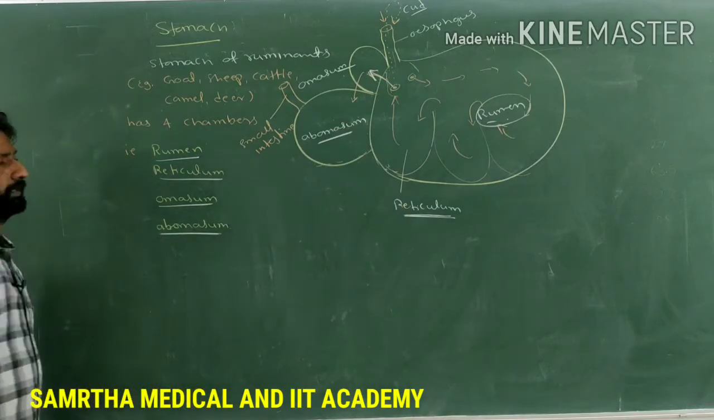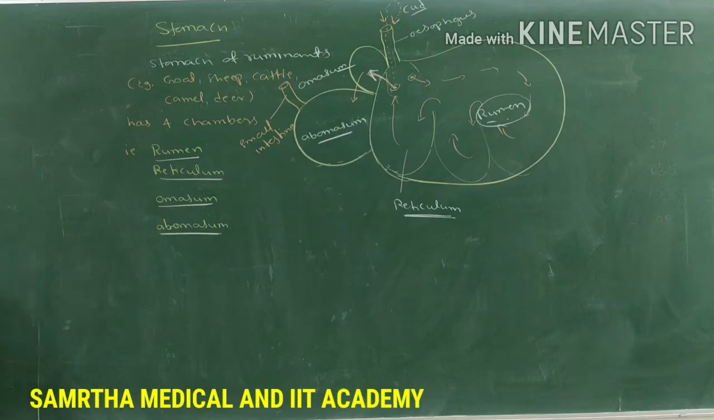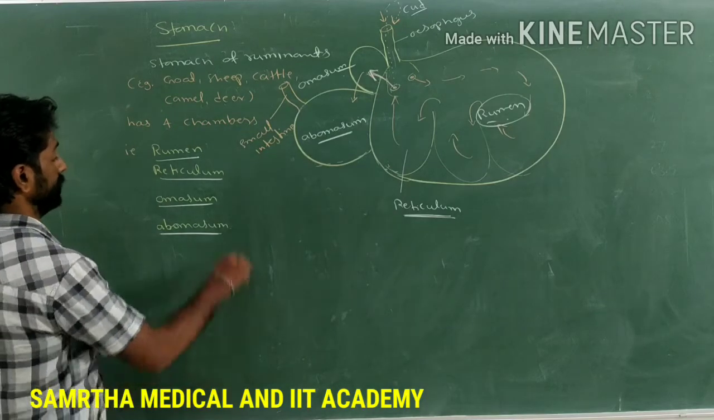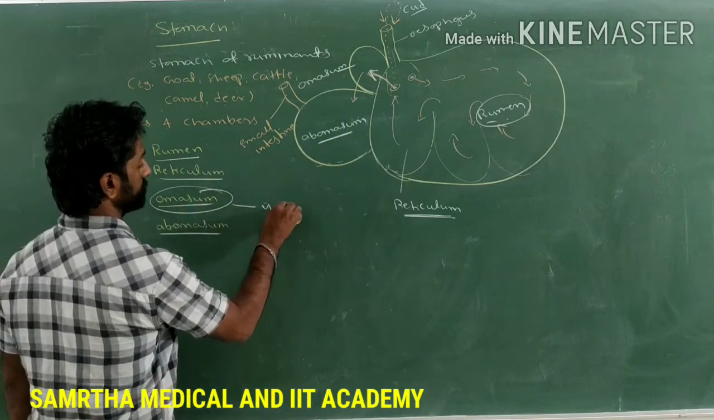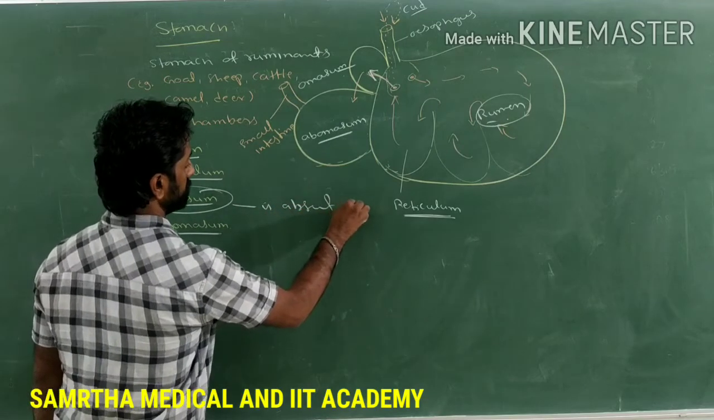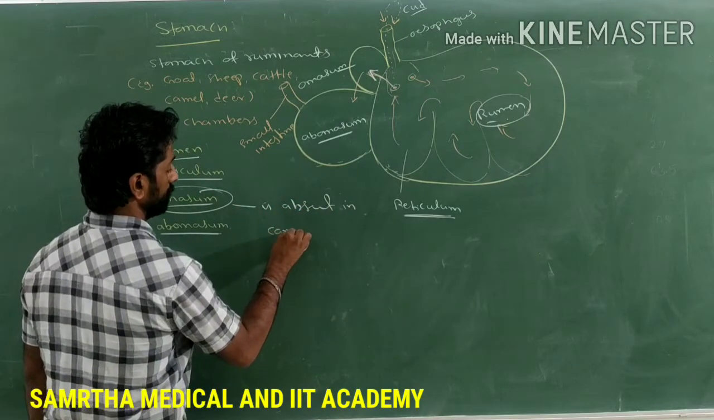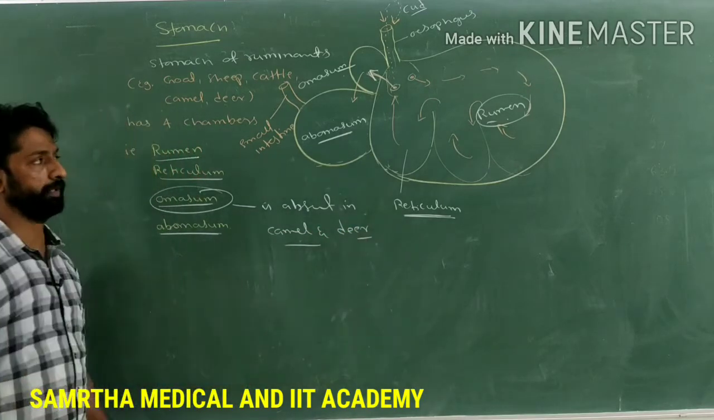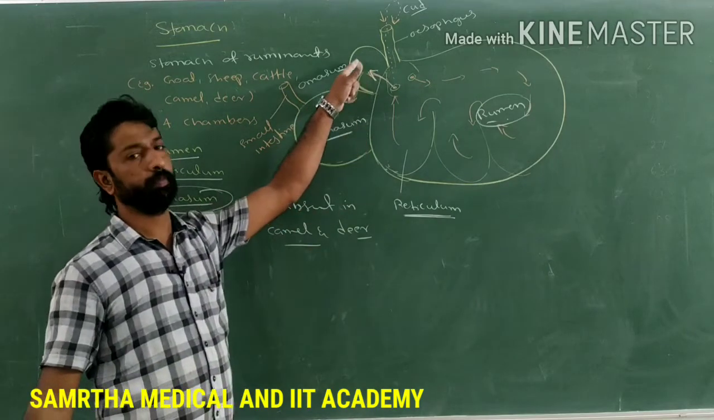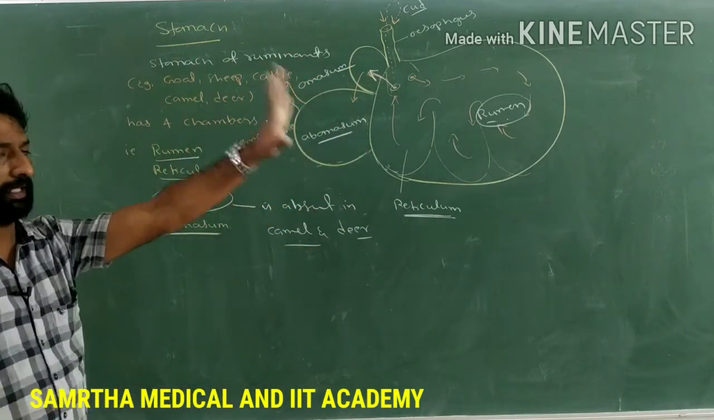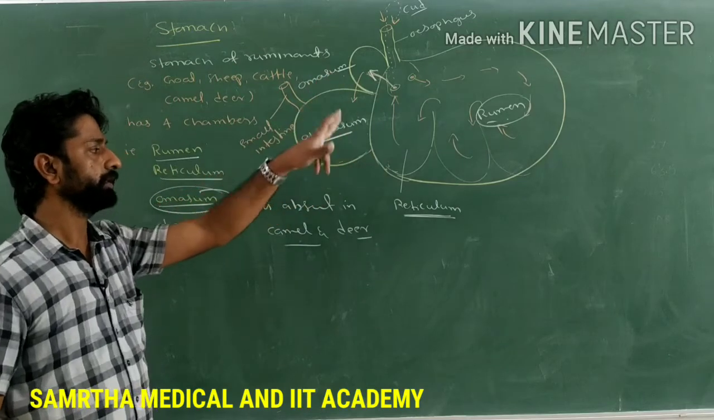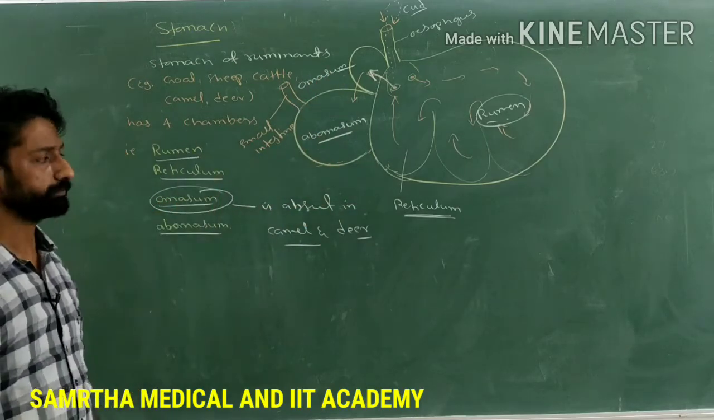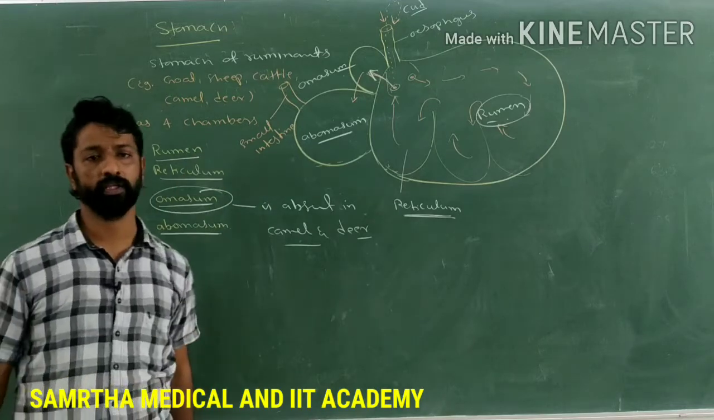And one of the parts is absent in the camel and deer. Here the omasum is absent. The omasum is absent in the camel and deer. So in deer and camel, the omasum part is absent, and only three parts are present: rumen, reticulum and abomasum. So these points are also very important for the NEET examination.